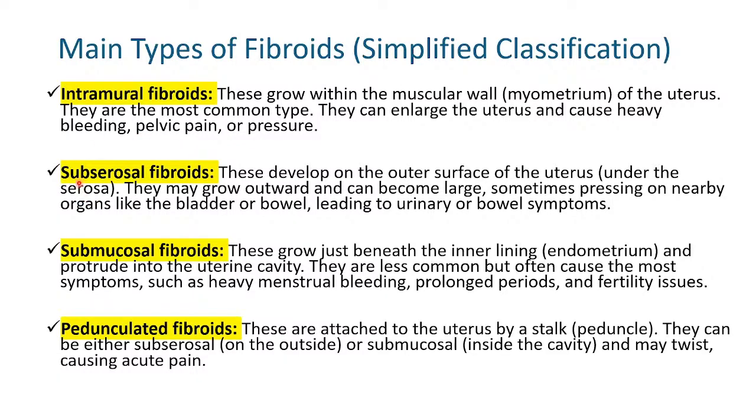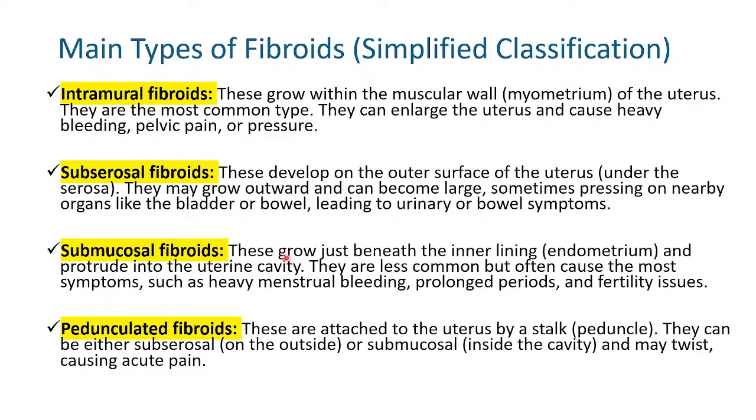We also have what are called subserosal fibroids. These develop on the outer surface of the uterus, under the serosa. They may grow outward and can become large, sometimes pressing on nearby organs like the bladder or bowel, leading to urinary or bowel symptoms.